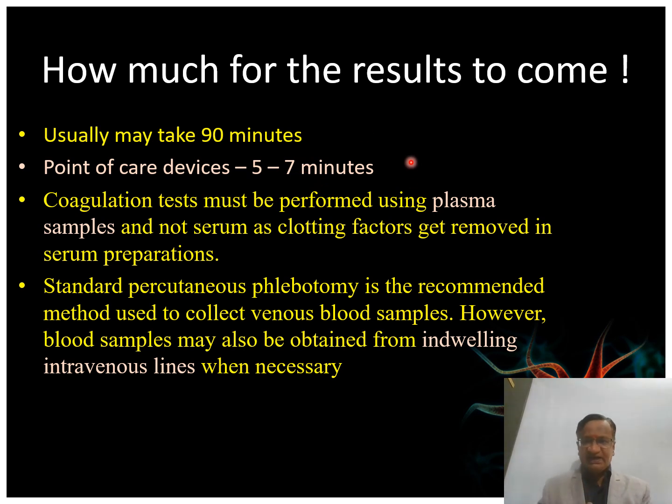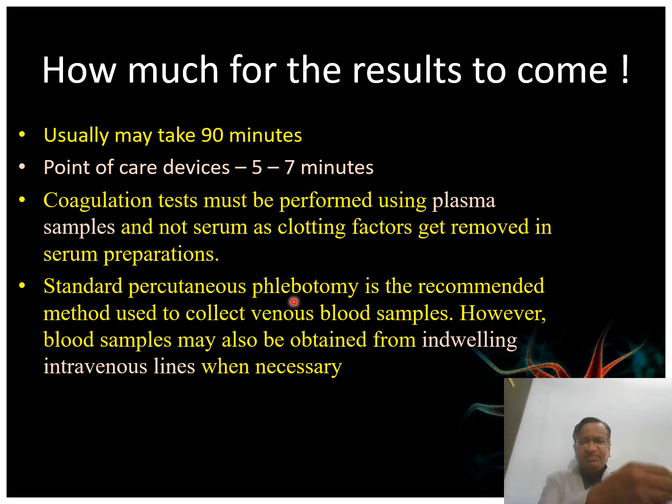Fundamentally, we should understand that all clotting tests should be done with plasma. But there is a difference between plasma and serum. If you take out the clotting factors from plasma, then it is called serum. So what is the use of testing a coagulation test in serum? We need to have plasma samples.